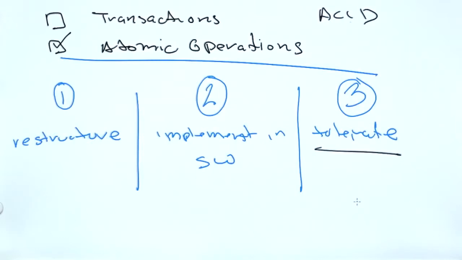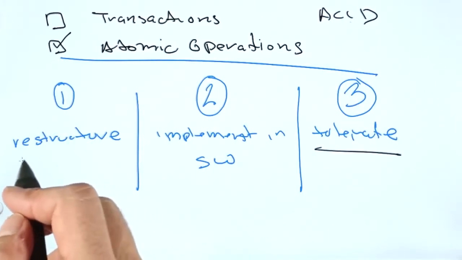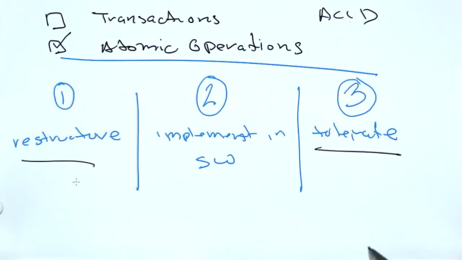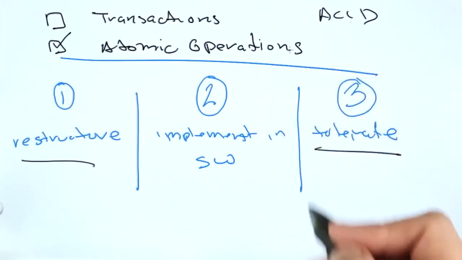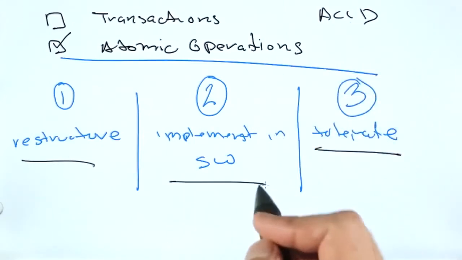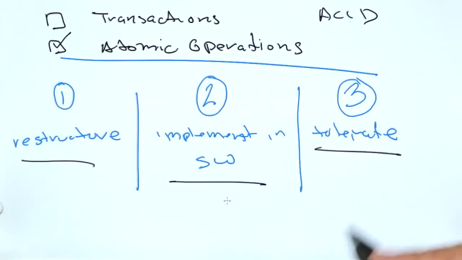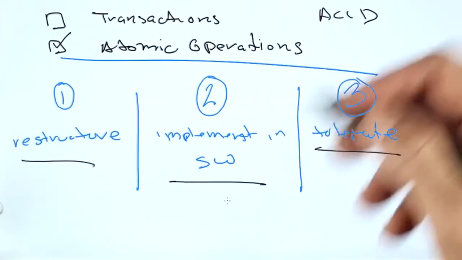So those are the three approaches. You can restructure to make sure that everything happens within a single document so that you get the advantages of atomic operations. You can implement whatever you're looking for in software, or you can tolerate a little bit of inconsistency that you might get without transactions.